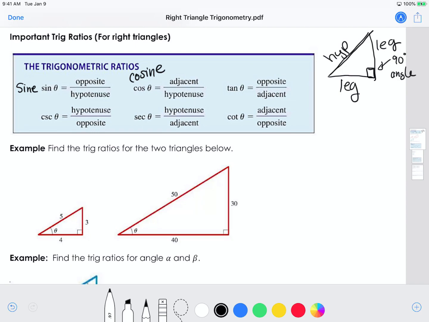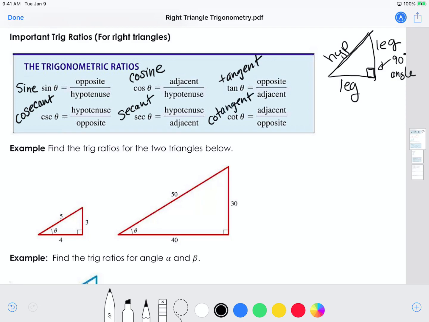We have the tangent ratio, but we abbreviate it T-A-N. And then we have the cosecant ratio, but we abbreviate it CSC. And then we have secant, which we abbreviate SEC. And then we have cotangent, which we abbreviate COT.